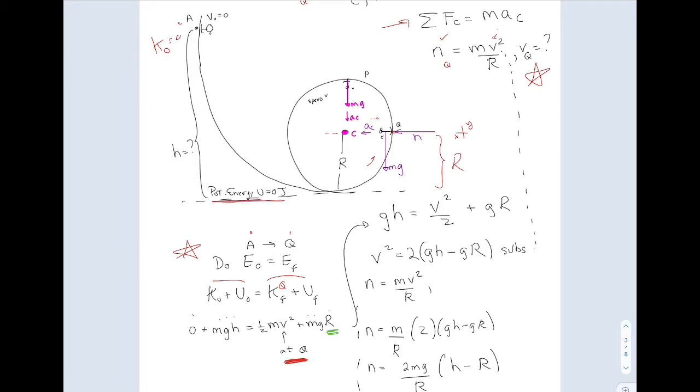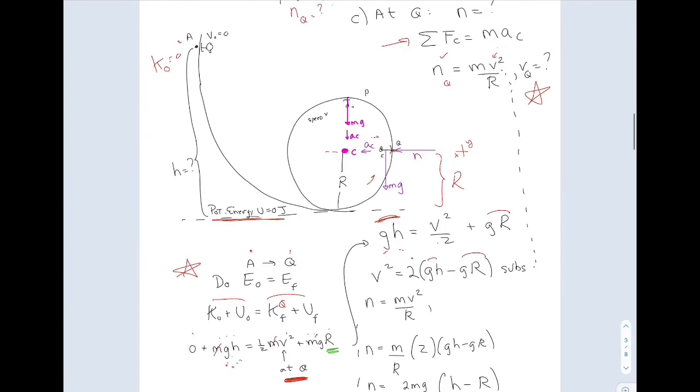Okay, so what I did is I got rid of the m's. Okay, and then I have gh here. There's gh. Okay, and then I got v squared over 2 plus gr. I solve this for v squared. Okay, so I took this, gh stays here. I brought the gr over, made it negative, and multiplied by 2. Okay, so now I have v squared, and I substitute that back right into there.